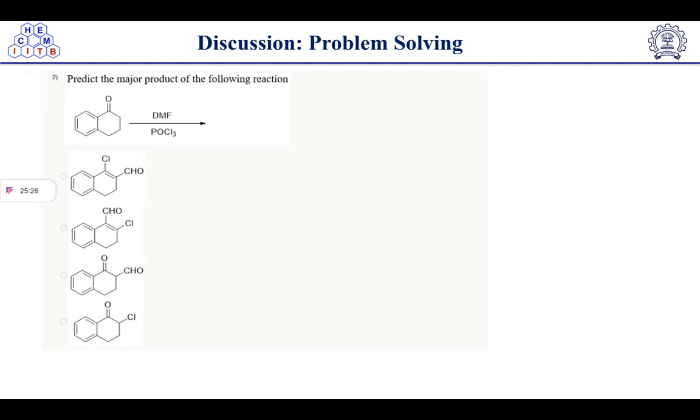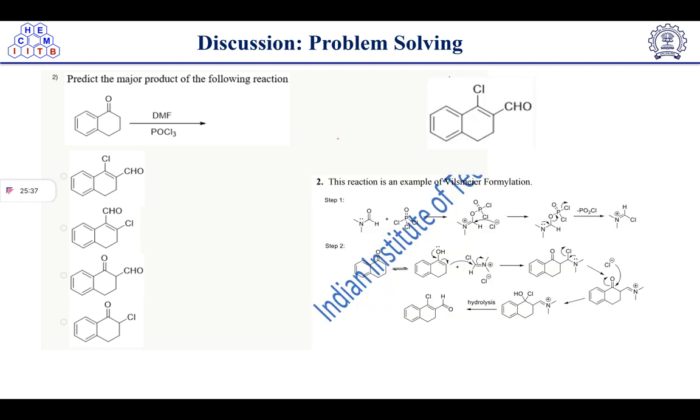The next one is predict the major product of the following reaction. So here you can see that this reaction is an example of the Vilsmeier formylation reaction. In this case, POCl3 will react with DMF, dimethylformamide, right? This is DMF. So it will react with POCl3 and it will form this type of intermediate. First, the protonation will take place, and then it will attack on this phosphorus.